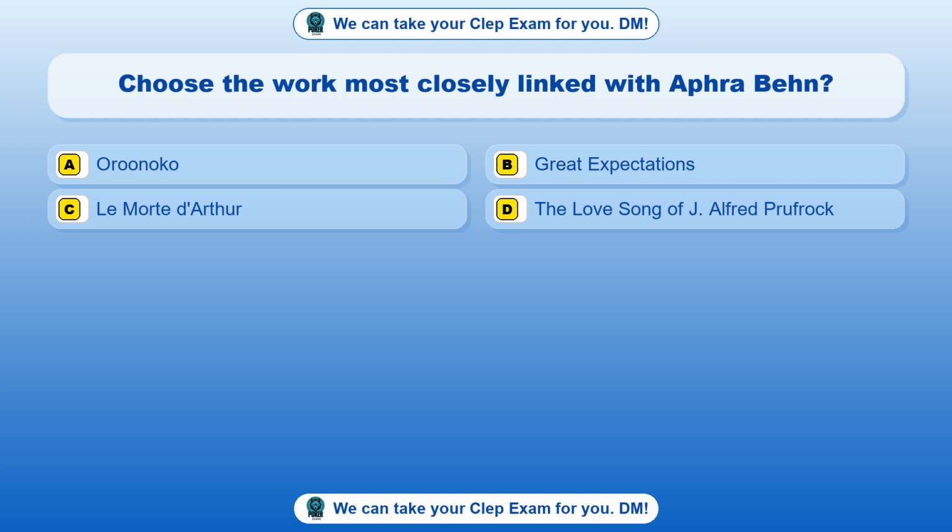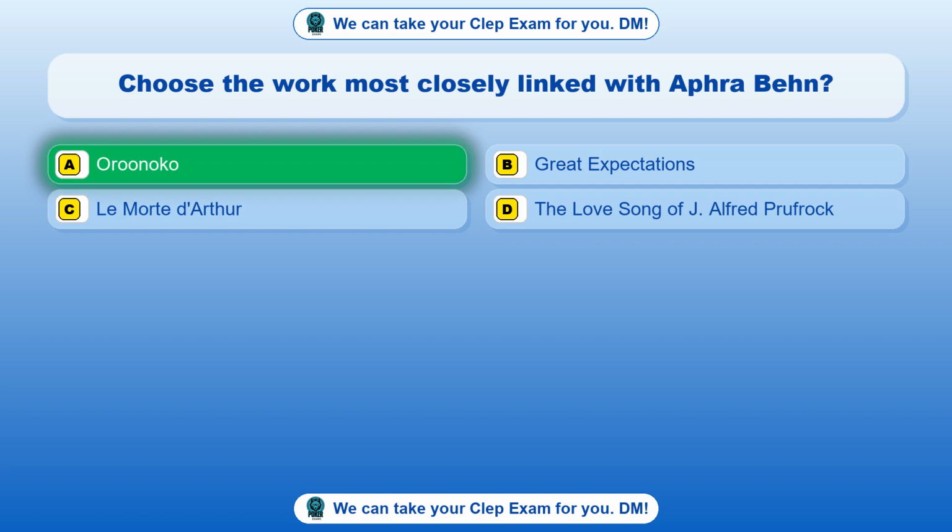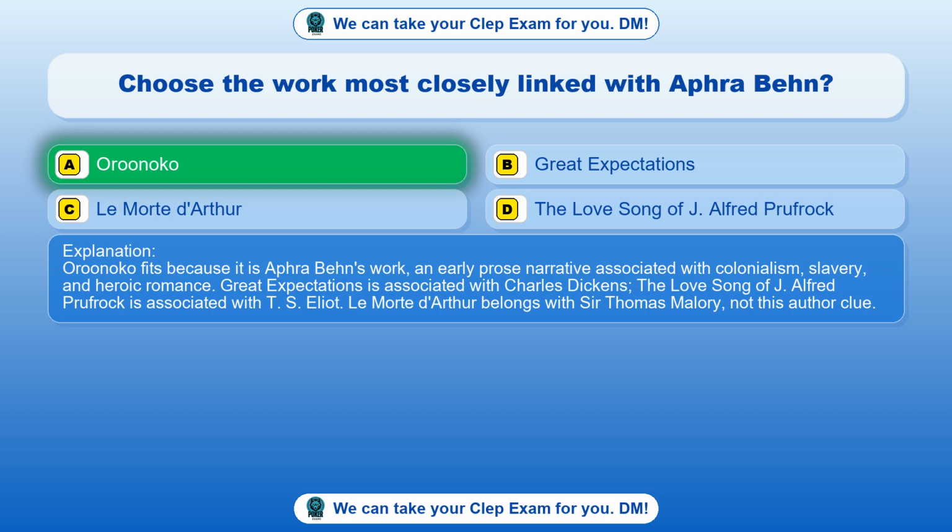Question 32. Choose the work most closely linked with Aphra Behn. Option A, Oroonoko. Option B, Great Expectations. Option C, Le Morte d'Arthur. Option D, The Love Song of J. Alfred Prufrock. The correct answer is option A, Oroonoko. Oroonoko fits because it is Aphra Behn's work, an early prose narrative associated with colonialism, slavery, and heroic romance. Great Expectations is associated with Charles Dickens. The Love Song of J. Alfred Prufrock is associated with T.S. Eliot. Le Morte d'Arthur belongs with Sir Thomas Malory, not this author clue.